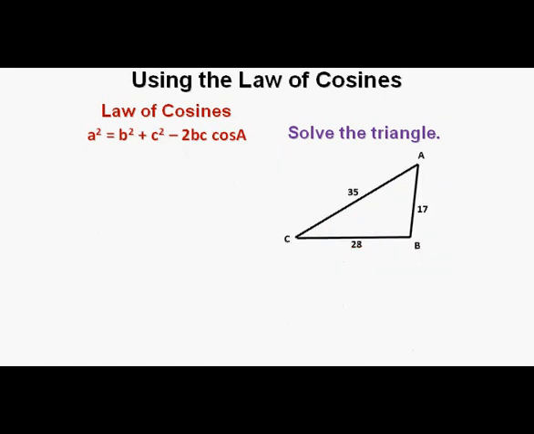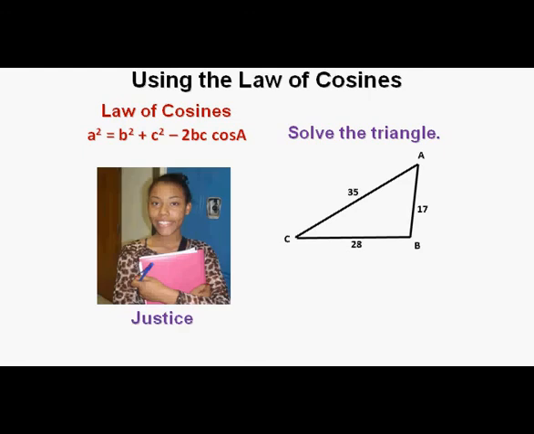This is another side-side-side application. Side A is 28 units in length, side B 35 units, and side C 17 units in length. One of my students, Justice, worked this problem out by first using the law of cosines and then proceeding to the law of sines. Her angles did not add to 180 degrees, and she wondered how that could happen.